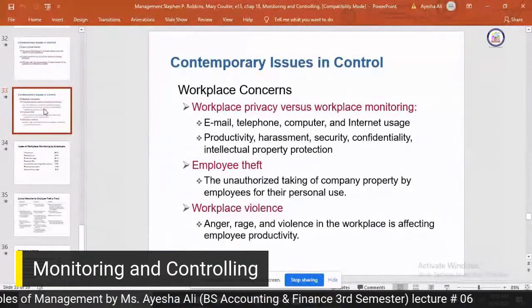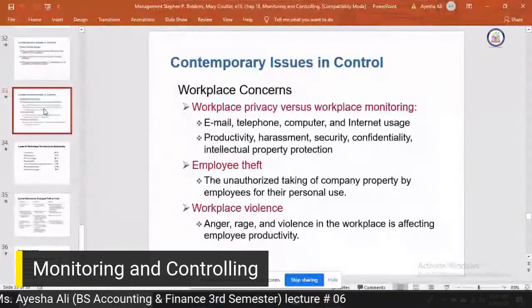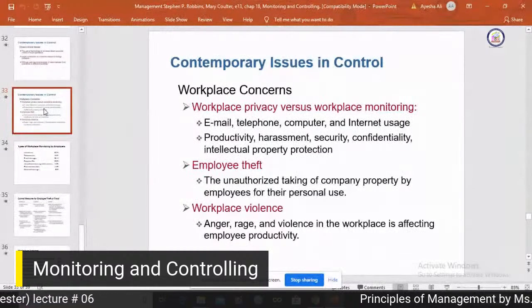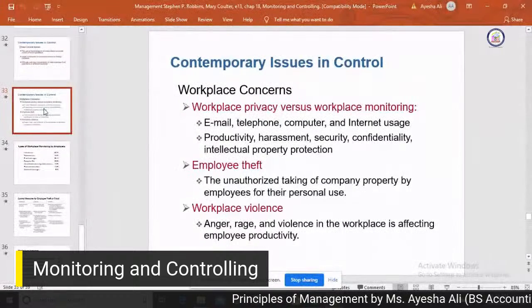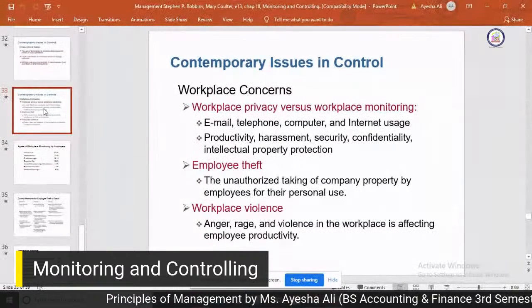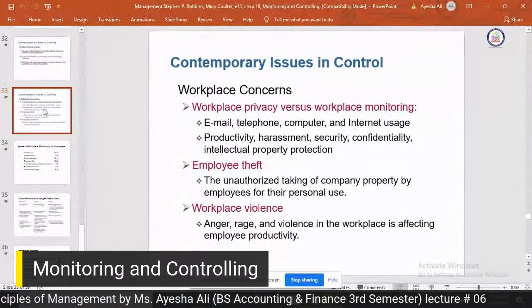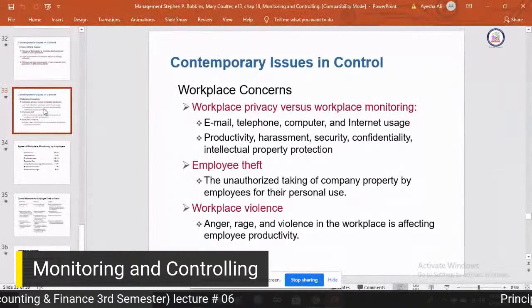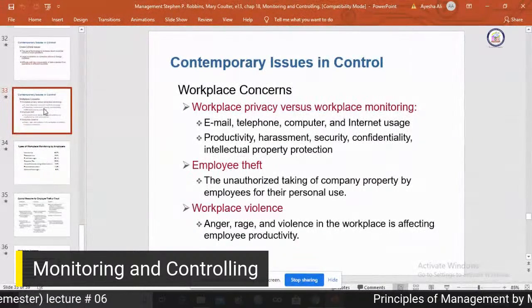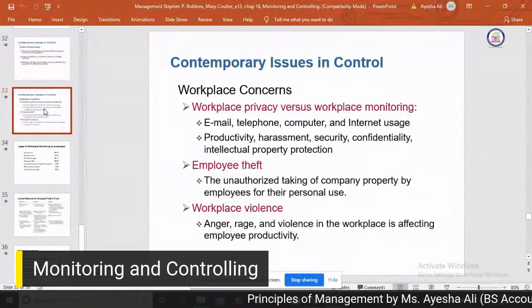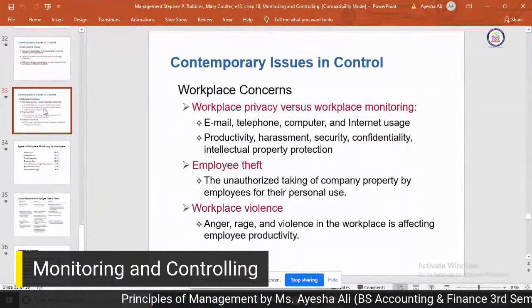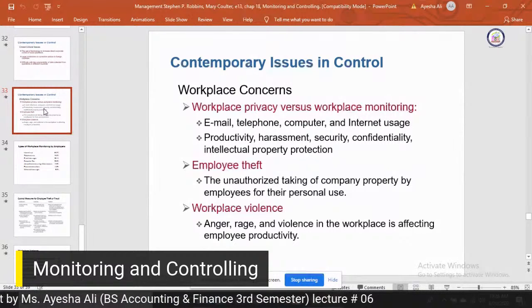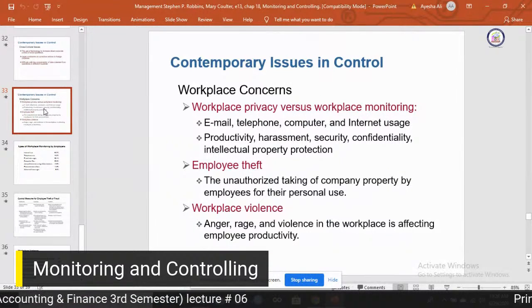And workplace violence, so anger, rage, violence in the workplace affecting worker productivity. If the boss is not behaving in a good way all the time, it's anger, shouting, and behaving in a bad temper. So of course it affects the mood and productivity of the worker.